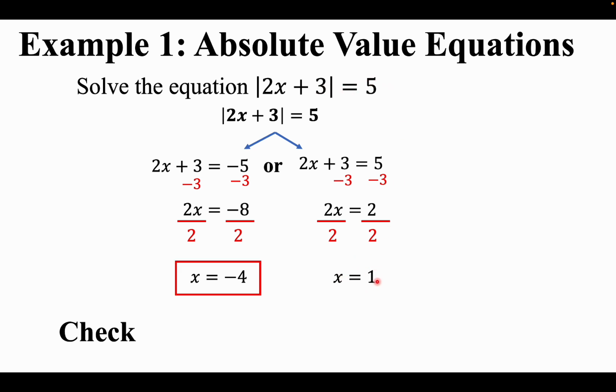What if I plug in 1? Well, 2 times 1 is 2, plus 3 is 5. Absolute value of 5 would also be equal to 5, so that works as well. So the solution to this problem is going to be x equals -4 and x equals +1.